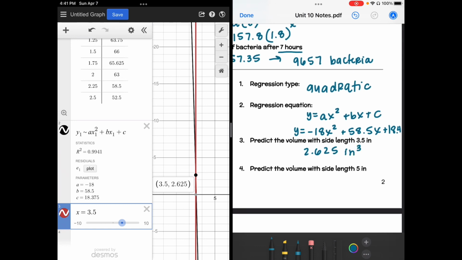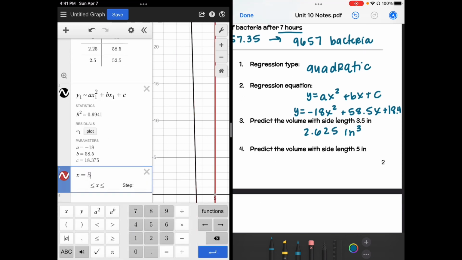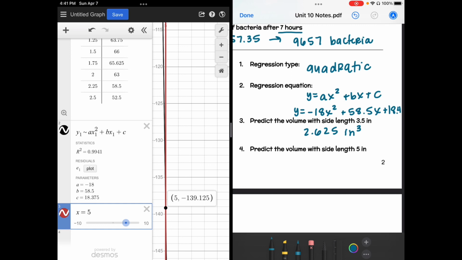All right, so for number 4, now we're going to predict with the side length 5 inches. So if we type 5, now we're going to scroll down again to see where it intersects. And we're going to get negative 139.125 inches cubed. And here's where our regression kind of fails on us a little bit, because we can't have a volume that's negative. Like, we can't have a negative figure. So we can only really predict so far into the future, in quotes, of this type of question. So this kind of just doesn't make sense in the real world, but this is what works for our equation. So we're just going to say doesn't make sense.